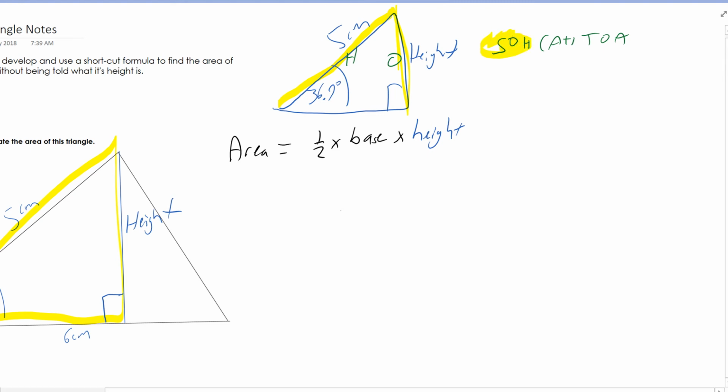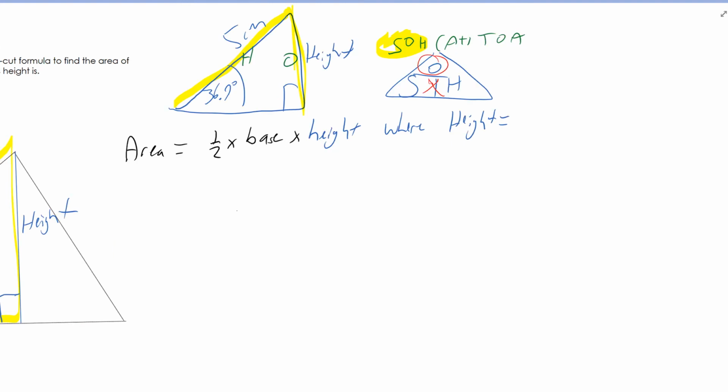So we can write an expression for the opposite side, can't we? How would we calculate it? Well, the height is the opposite side. So then we want to multiply, don't we? We want to multiply the hypotenuse times sine of 36.9 to get our height. So height equals hypotenuse, 5 centimeters, times sine of 36.9 degrees.